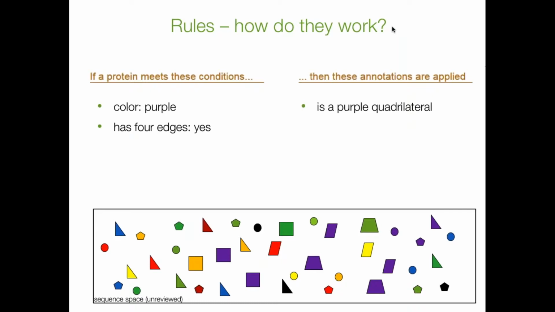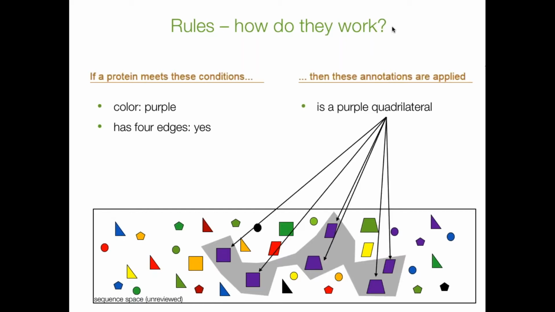Imagine for a second that this little box at the bottom of the slide with the colored shapes represents the unreviewed sequences in the UniProt knowledge base. We could now define a few conditions that, if met, trigger some annotations to be applied. These conditions in this example could be that we select all the shapes that are of color purple and have 4 edges. This would give us a subset of all the available sequences. We could then apply an annotation that says all of these selected sequences are actually purple quadrilaterals.